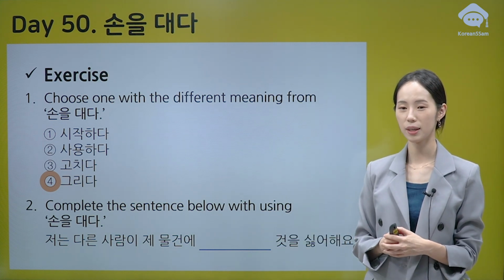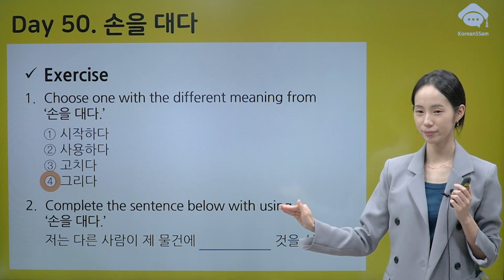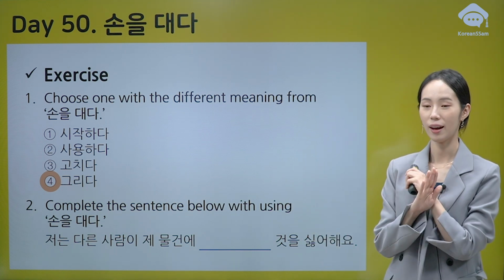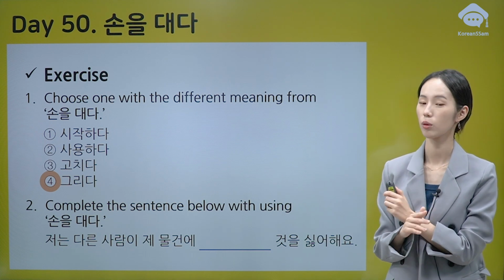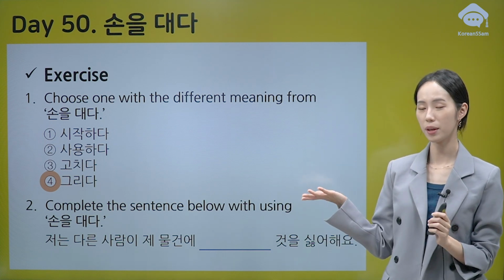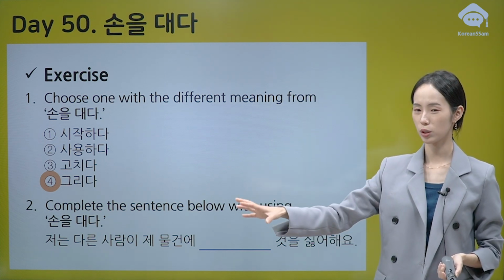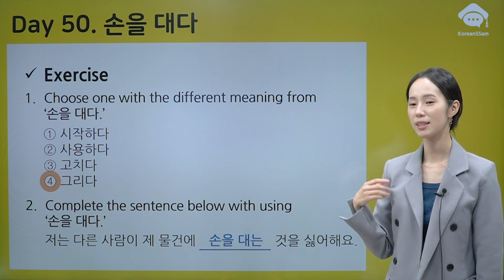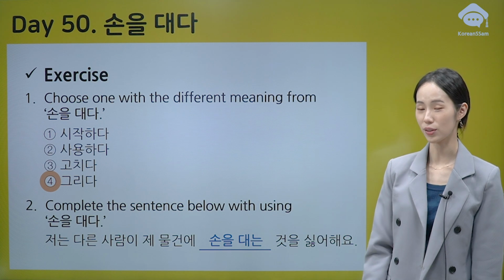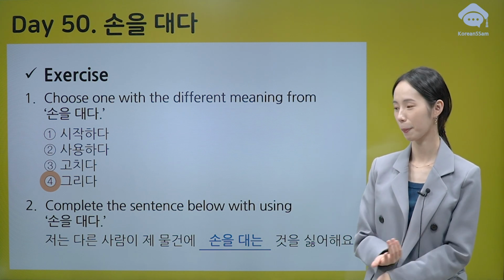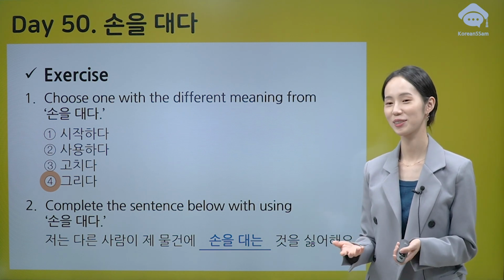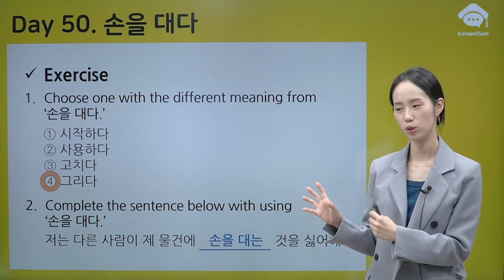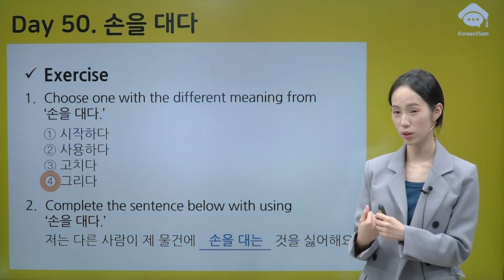Okay, let's complete the sentence here. 저는 다른 사람이 제 물건에 것을 싫어해요. 싫어해요. I don't like it. 무엇을? 다른 사람이 others use my stuff. 다른 사람이 제 물건에 손을 대는 것을 싫어해요. Actually, who would like it? But I don't like others to use my stuff without permission.